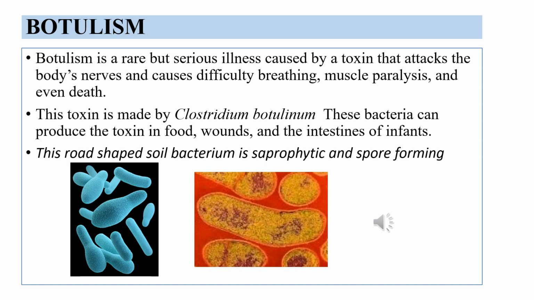This toxin is made by a bacterium named Clostridium botulinum. These bacteria can produce the toxins in food, wounds and the intestines of infants. From the name of the bacterium, botulinum, the disease name botulism is derived. This is a rod-shaped soil bacterium, and it is saprophytic and spore forming. Spore forming means they form spores, and these spores in turn harm the human body.